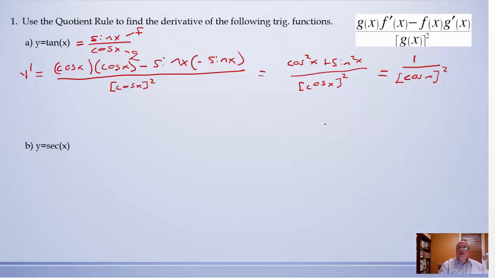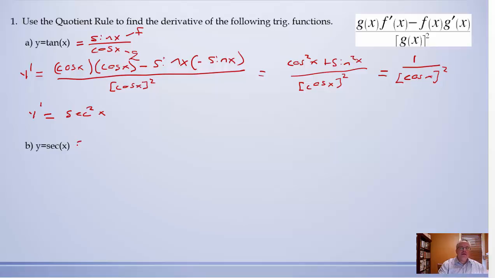Now, we can simplify this a little bit. 1 over cosine is secant. So 1 over cosine squared is secant squared, because I can think of this as 1 over cosine times 1 over cosine, which is secant times secant, which is secant squared of x. We get y prime equals secant squared. So the derivative of tangent is secant squared.